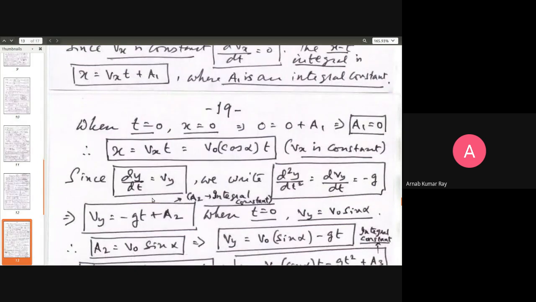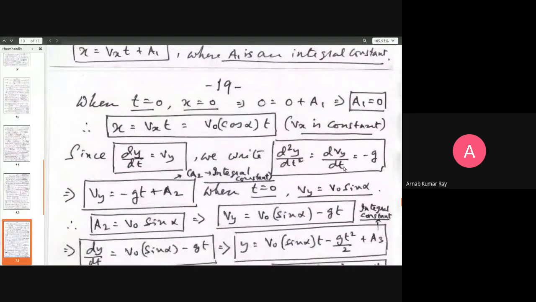What about dy/dt? dy/dt is v_y, and d²y/dt² is equal to dv_y/dt, which is equal to minus g, right? dy/dt is equal to v_y, so d/dt of dy/dt will be dv_y/dt, and that's equal to minus g. We will integrate this equation. We will get v_y is equal to minus gt plus a2. a2 is the second integration constant.